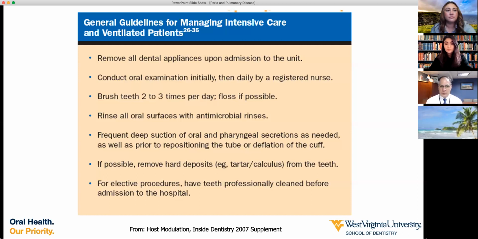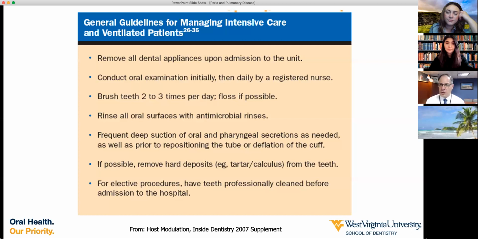You can rinse all the oral surfaces with an antimicrobial rinse like Listerine. Colgate has one. It can just be something over the counter. Peridex can be used as well, which is prescription strength chlorhexidine. If the person is obviously non-responsive, you want to remove the secretions as needed, especially if the patient is intubated. If they have hard deposits on the teeth, if possible, remove those.